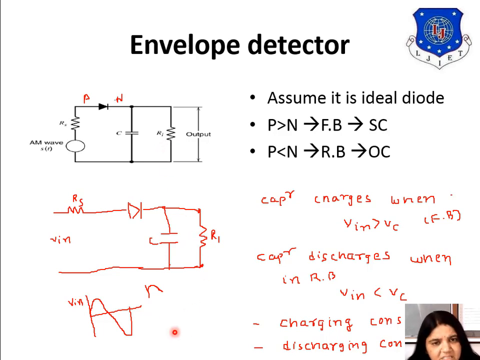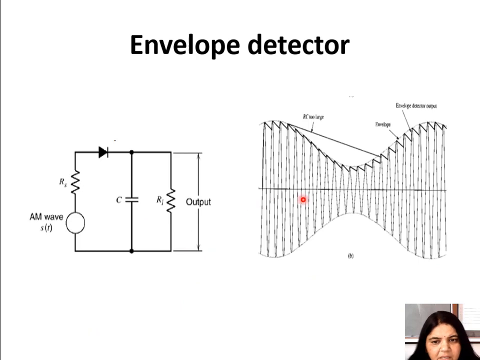So these are the concepts required to understand the functioning of the envelope detector. Now here again I put the diagram on both sides: it is the Rs, whose purpose is to protect the diode, it is the load resistance, and it is the AM wave.